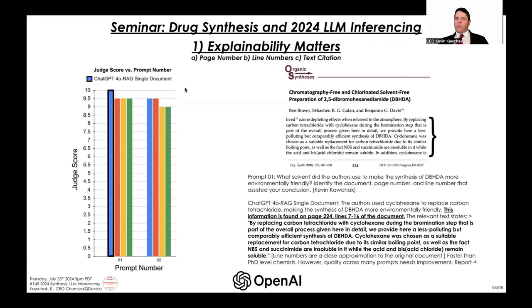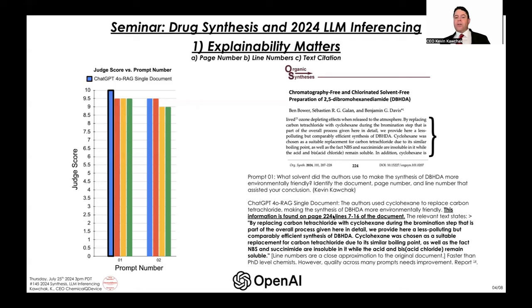So my prompt with this: I read this specific paper, and in other parts of the report I read two others. But in this specific one, I just gave it one paper upload, okay? And I basically said, what solvent did the authors use to make the synthesis of DBHDA more environmentally friendly? Identify the document page number and line number that assisted your conclusion, okay? So we see up here is the selection of text. And the answer here is basically the authors used cyclohexane, which is correct, to replace carbon tetrachloride, making the synthesis of DBHDA more environmentally friendly.